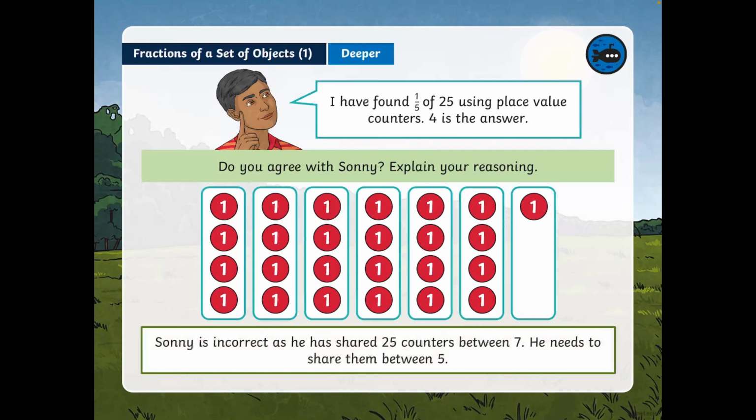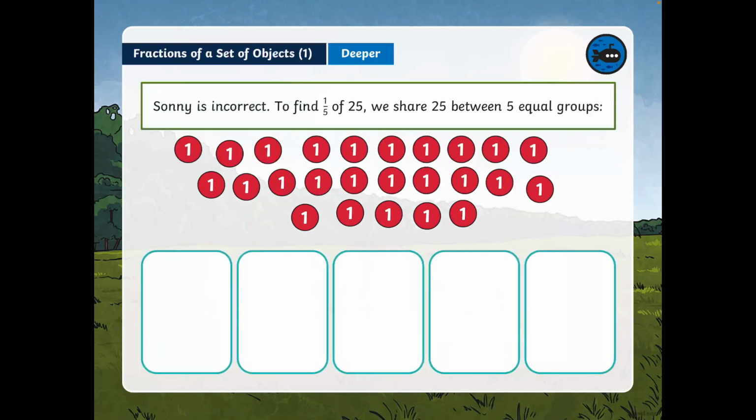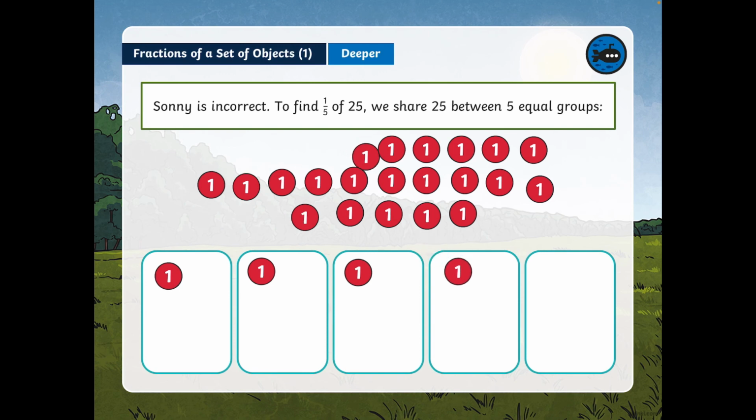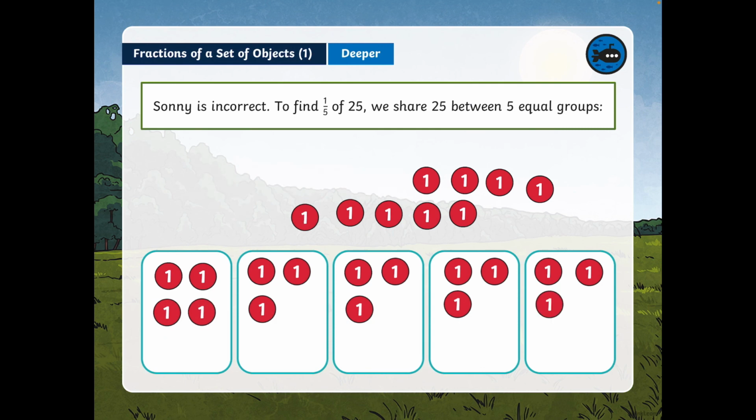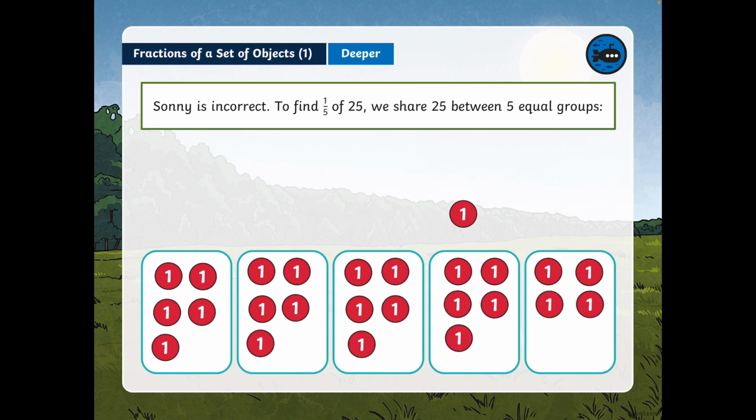Sunny is incorrect, as he has shared 25 counters between 7. If he's finding a fifth, then he needs to share them between 5, not 7. Let's prove that he is wrong. One fifth of 25 is 5. I've shared 25 between 5.